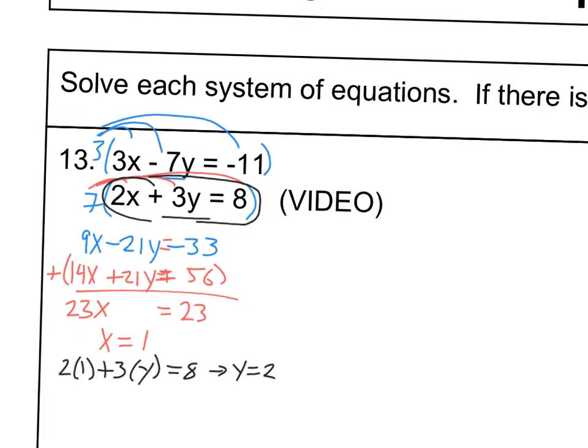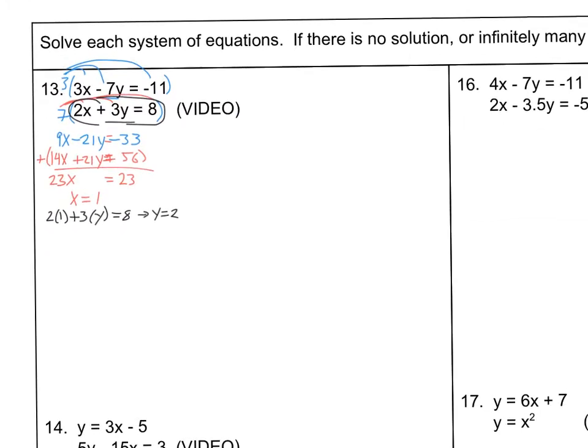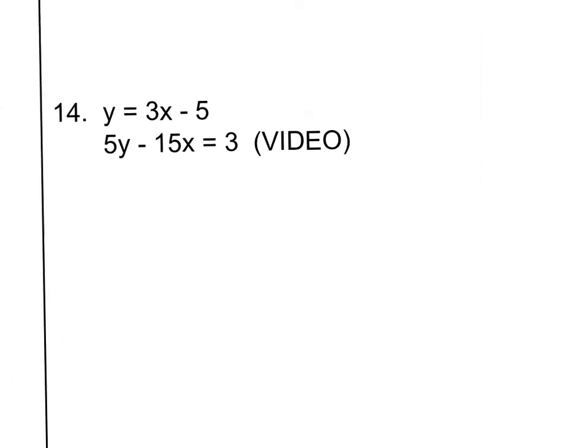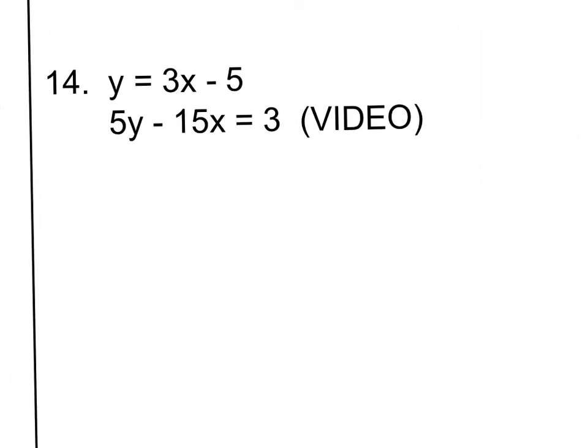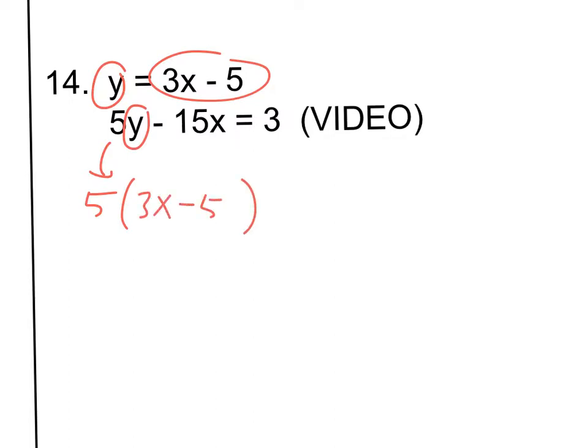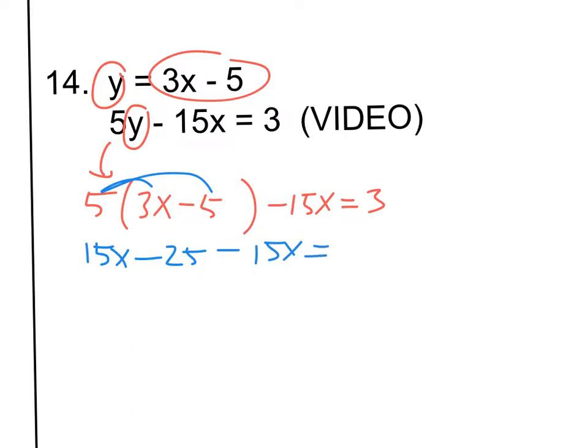So my answer here would be x equals 1 and y equals 2. For number 14, this looks like a great substitution problem for me because I've already got a y by itself. That means I can plug it in for y in the other equation. So I'm going to make this 5, and then instead of y, 3x minus 5, minus 15x equals 3. All right, so we get 15x minus 25 minus 15x is equal to 3.